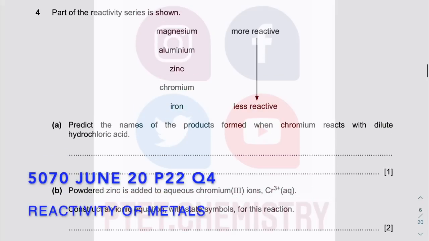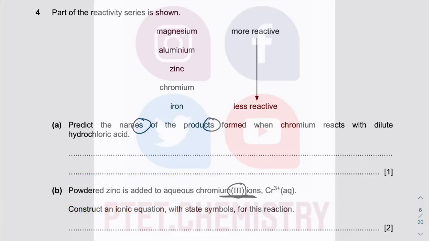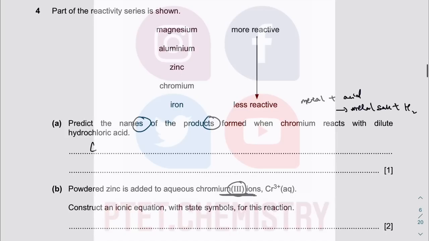Now the next part, predict the names. So you need more than one. You need the products when chromium reacts with dilute hydrochloric acid. They already told you something about chromium 3 there. So you should know that you have to use the oxidation number to indicate the product. So essentially what you have is metal plus acid gives you metal salt plus hydrogen gas. Okay, so it's a classic metal plus acid. So you're going to get chromium 3. You are reacting with hydrochloric acid, therefore you're going to get chromium 3 chloride.